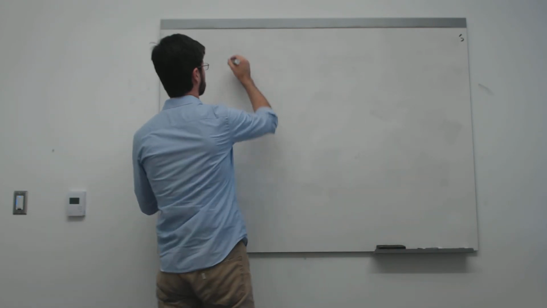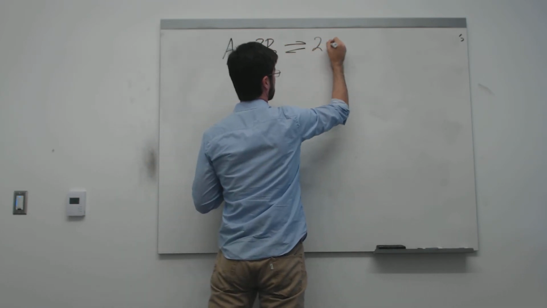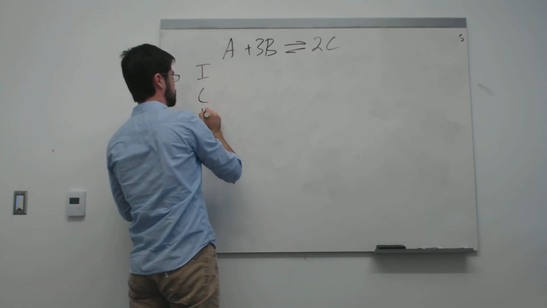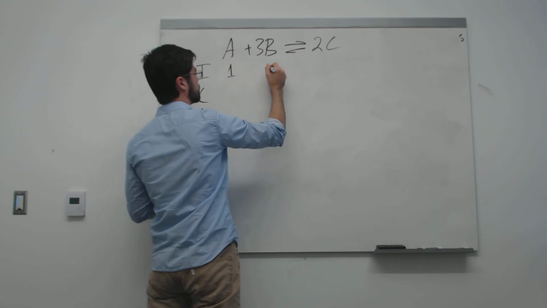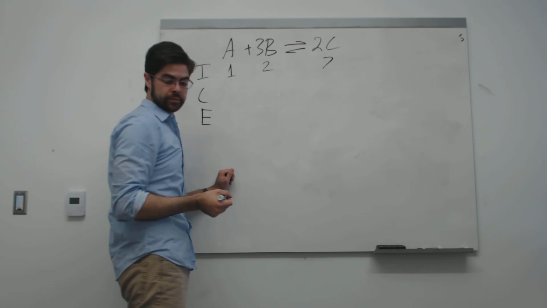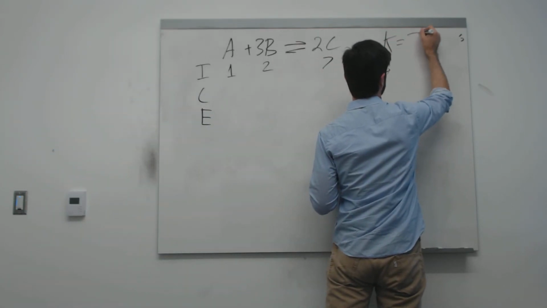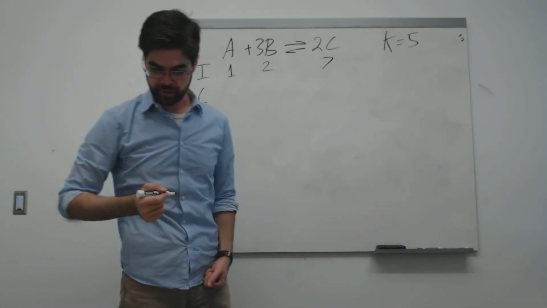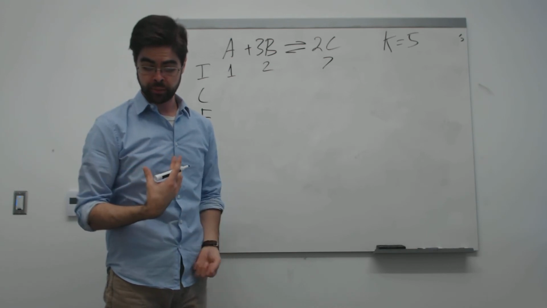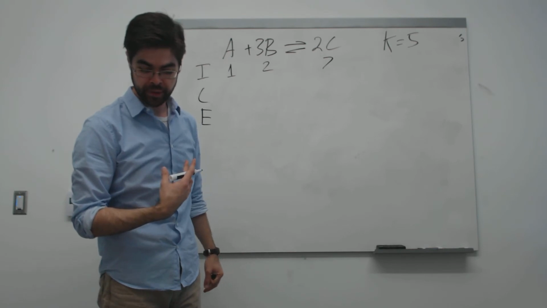So let's say I had this reaction, A plus 3B in equilibrium with 2C, and I tell you that your initial concentrations are 1 molar, 2 molar, and 7 molar. And I'll also tell you that the equilibrium constant has the value of 5. And I might want to know, okay, how does this reaction shift? What are the equilibrium concentrations? I'm not going to work through the whole mathematical problem. I'm just going to show you how you would set this up.